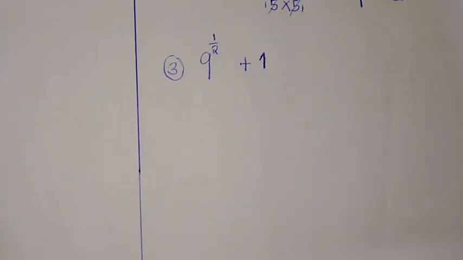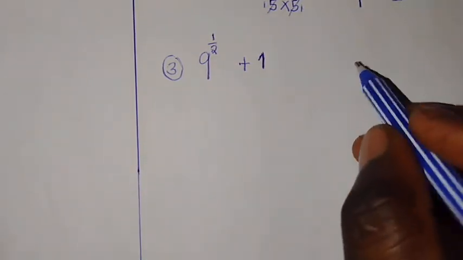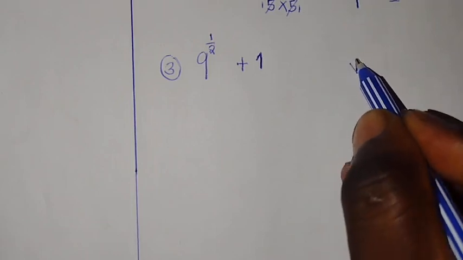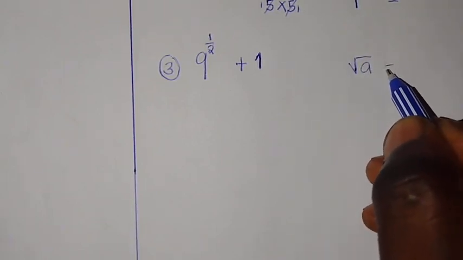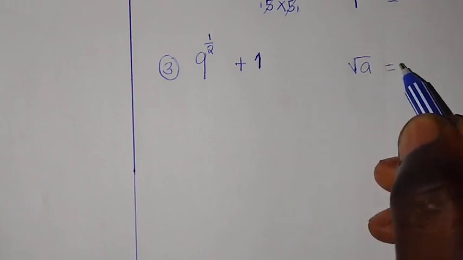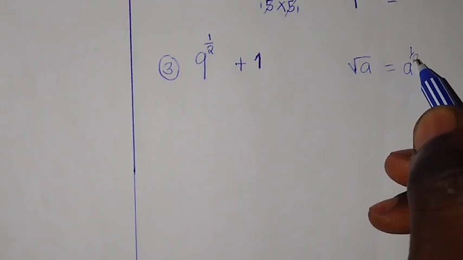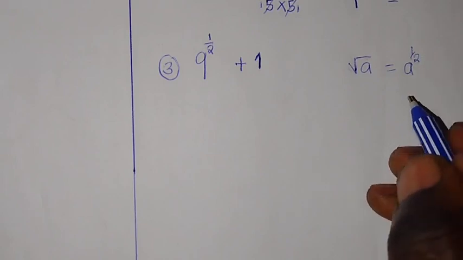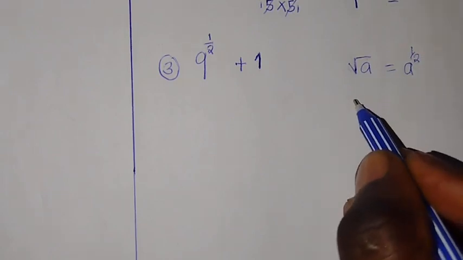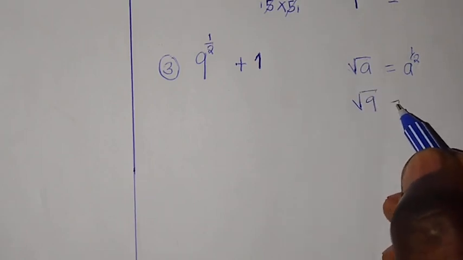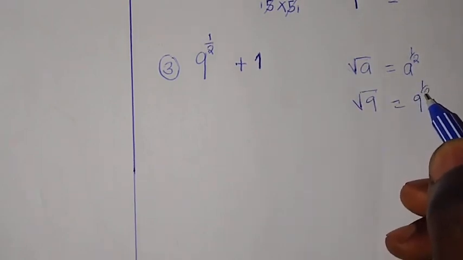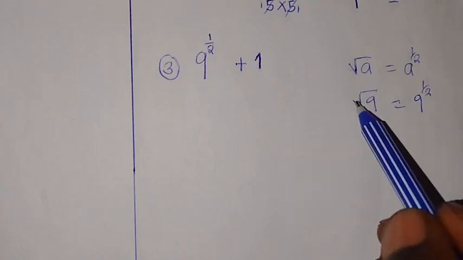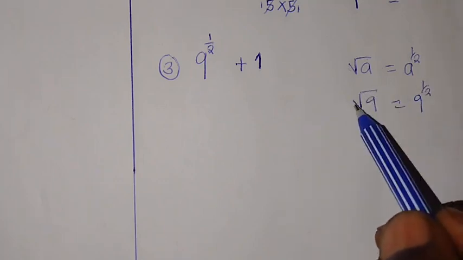So before we evaluate this one, we need to take something into consideration. If you have something like the square root of a, you can write this as a to the power half. So this square root, it's 1 over 2. The same thing can apply if you have the square root of 9. You can write this as 9 to the power 1 over 2, because this half can be written using this radical, a root, which is the square root.